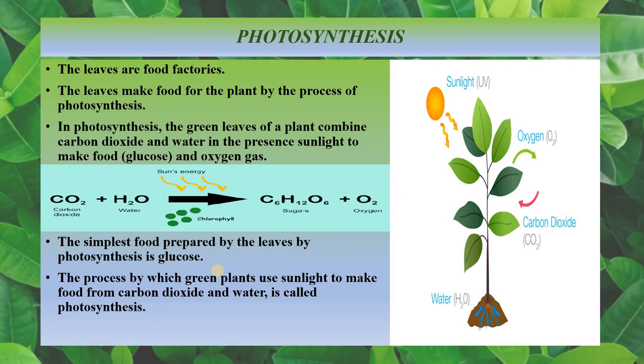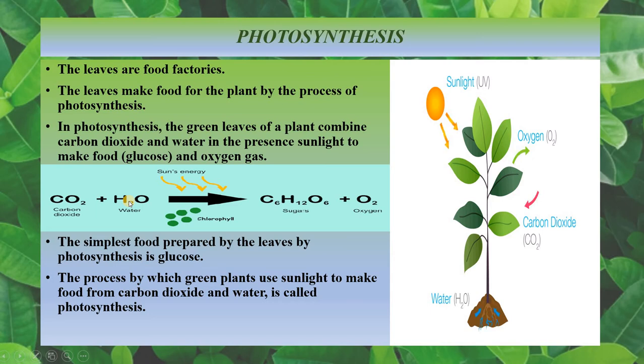Now, this is the chemical equation of photosynthesis. Carbon dioxide is required first. Where does this carbon dioxide come from? It comes from air. The animals liberate carbon dioxide as an end product of respiration, so carbon dioxide gas mixes in the air, and from the air the plant takes carbon dioxide.